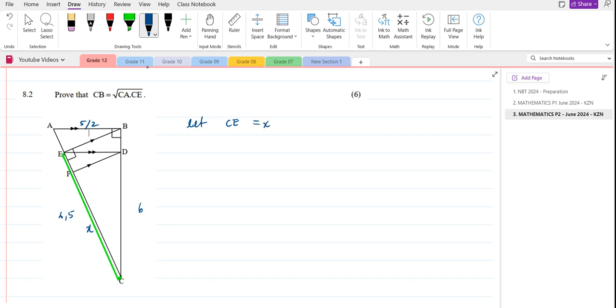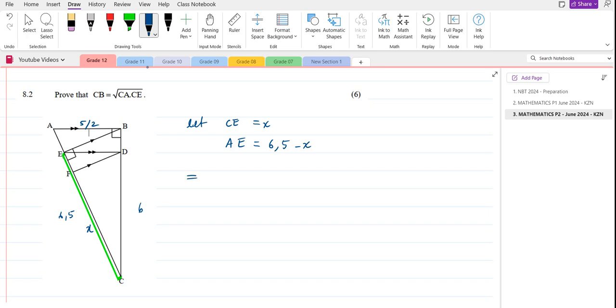Let CE be equal to X, then AE now becomes 6,5 minus X. So this is X, and this is 6,5 minus X. And do we need EB? Yeah, now we can find EB because this is 6,5. Then we can determine EB.